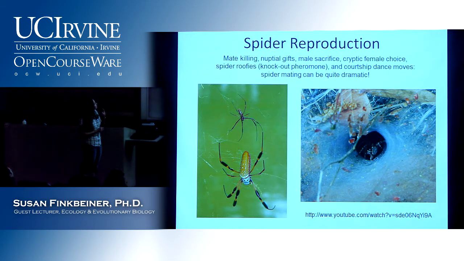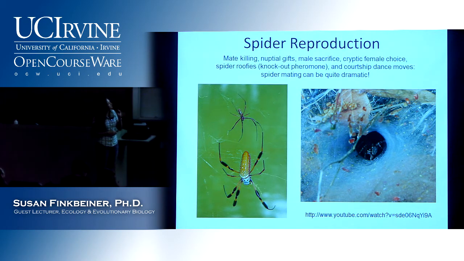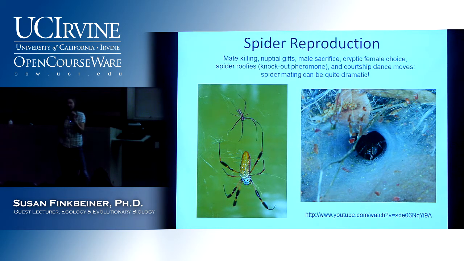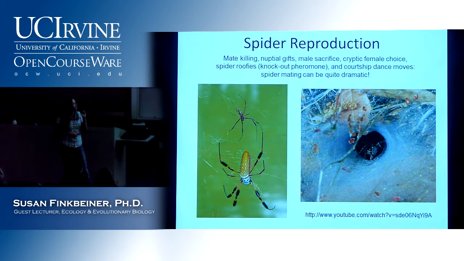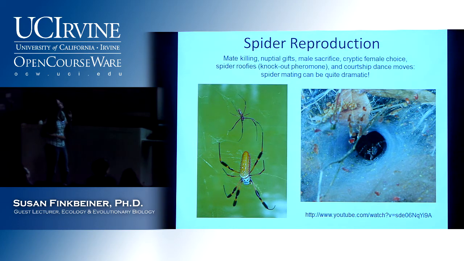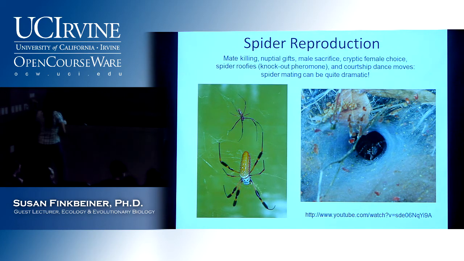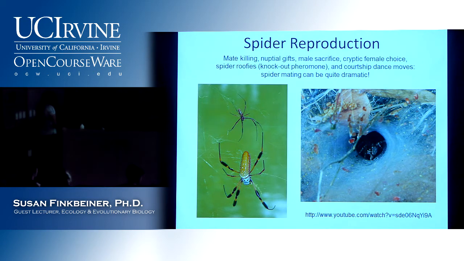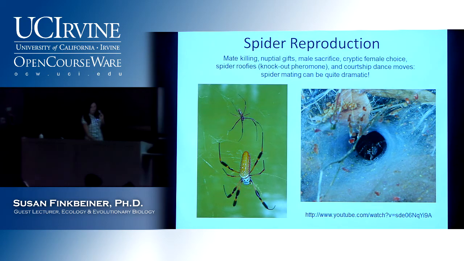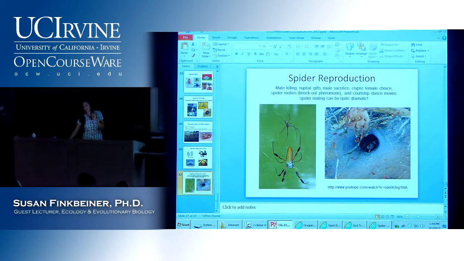There's also something called spider roofies. So in funnel web spiders, which you see here, some species have something called a knockout pheromone. So when a male approaches a female, he emits this pheromone that kind of makes her go unconscious. It makes her pass out. And he goes in and mates with her before she wakes up to eat him. So don't get any ideas. And also, spiders have some really, really cool dance moves, which I'm about to show you, especially in the jumping spiders.